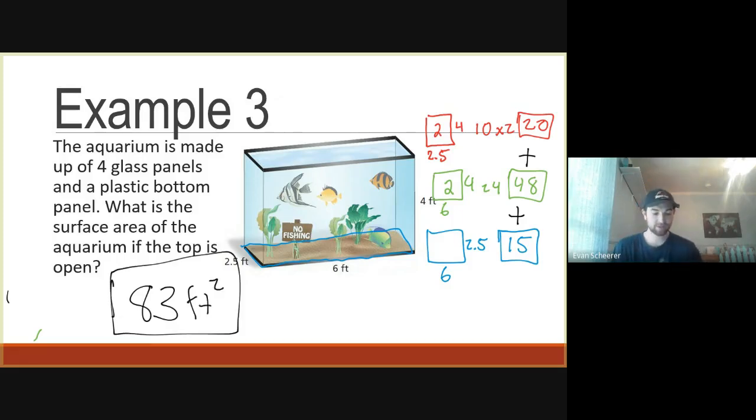The aquarium is made up of 4 glass panels, right? We found those 4. But then there's only the bottom, there's not the top. So that's 5 sides. If the top was covered, we would have another 15 and we would have 98 because it would match the bottom, right? But we don't. So it's just 83 feet squared.